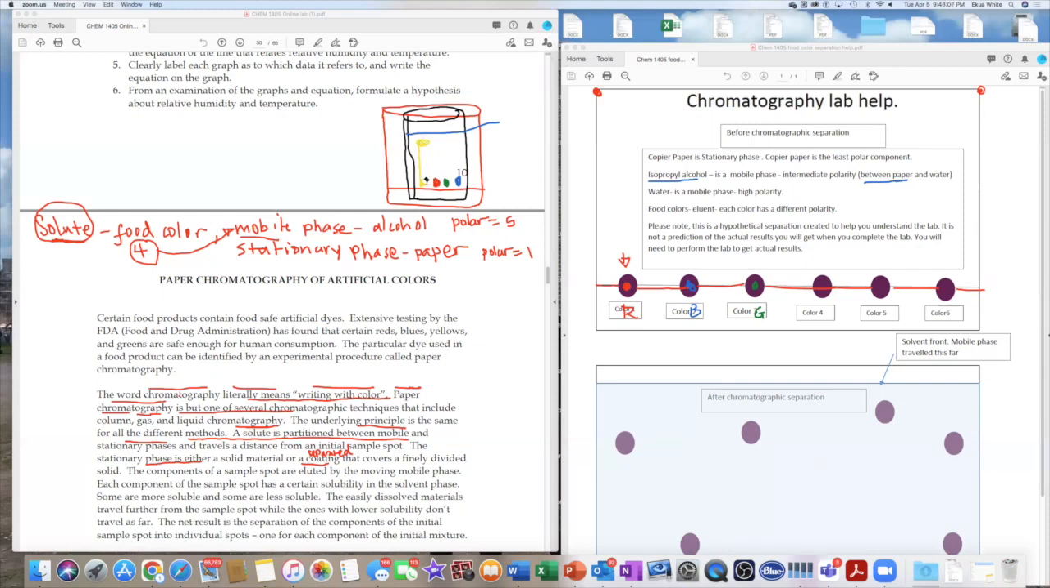So how do I erase this? Oh no. Okay, I erased more than I meant to erase. This is a struggle, y'all.